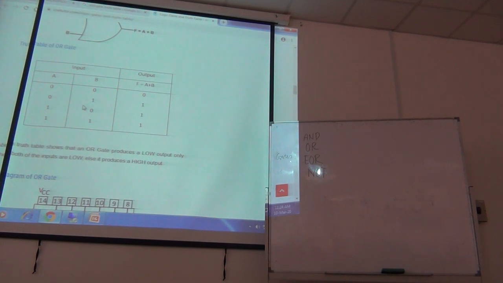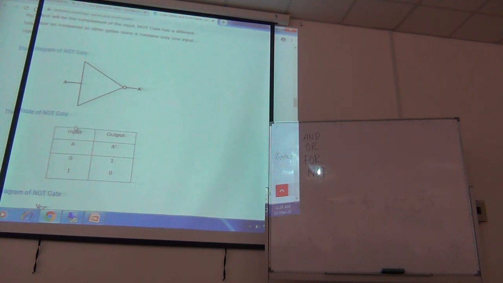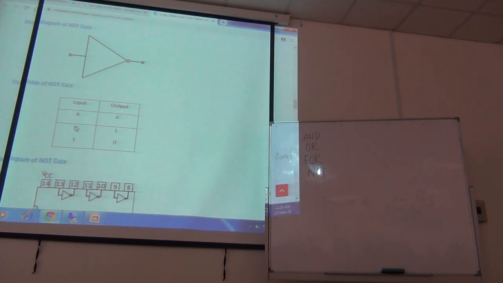Next one is exclusive OR. This one is quite confusing a bit, but not that much. So before we go there, we go to the NOT gate first. The NOT gate has only one input. There will be no two inputs. So whatever goes in will be inverted out. That's all. In, out. NOT means invert. You go up, you go down. So that's very simple for the NOT gate.